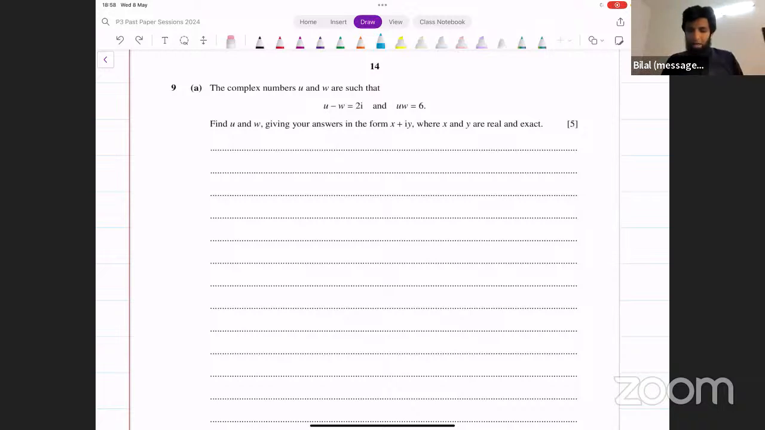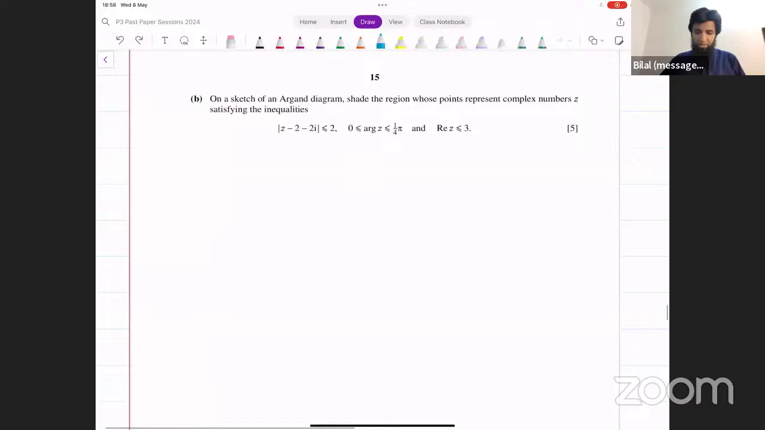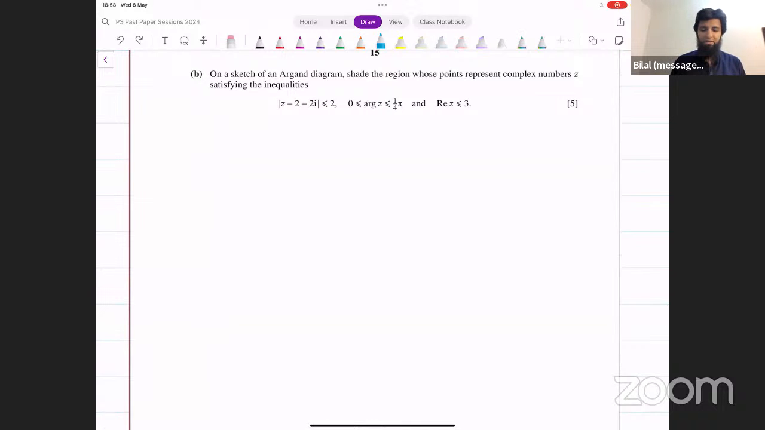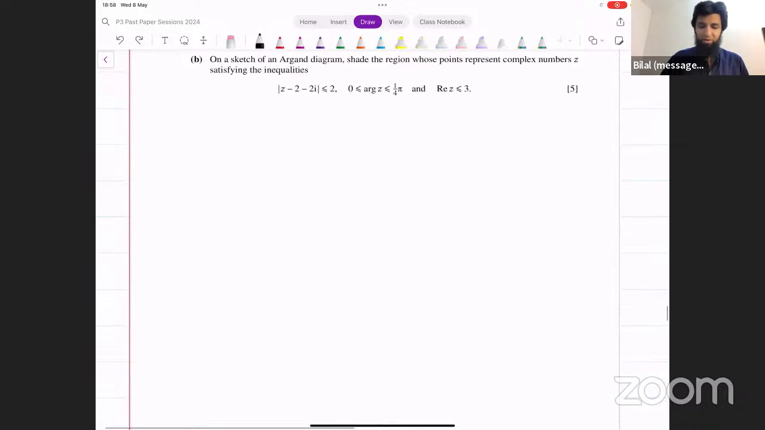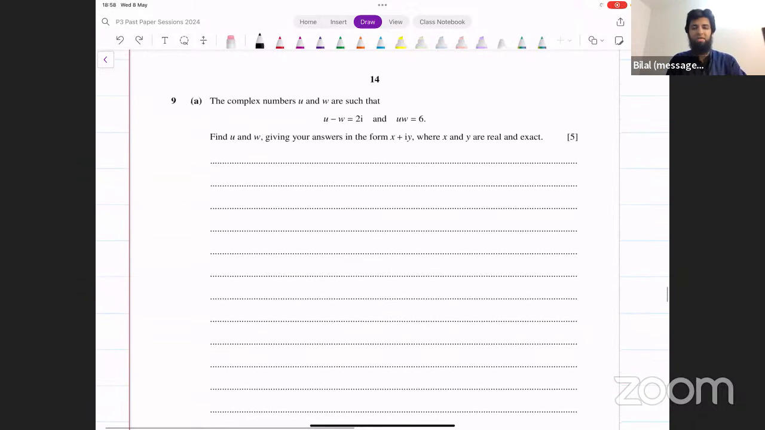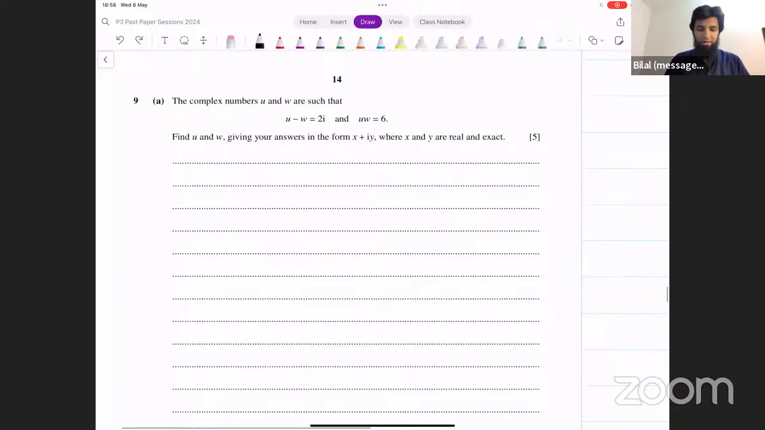Okay, it's done. So you just have to solve these simultaneously. The first part is fairly straightforward. The second part is about Argand diagram. Now, what do you do for this? I'll just tell you how to do it, or maybe we can actually just do this quickly. The first part is pretty straightforward, right? You just have to solve simultaneous equations in the first part. Let's do the second part.